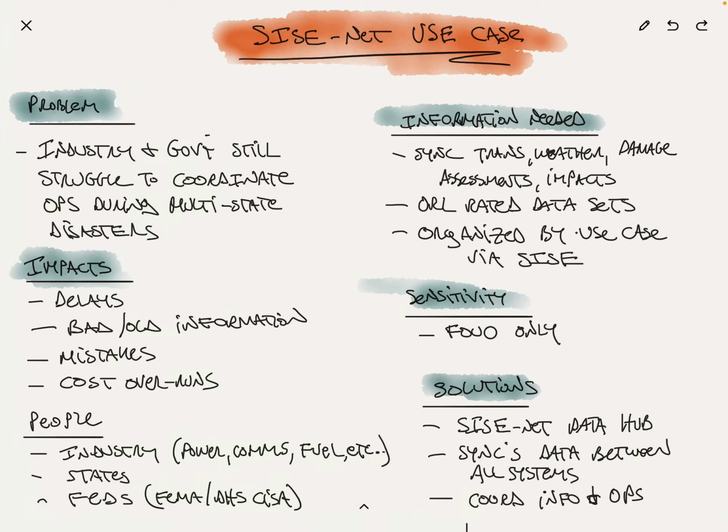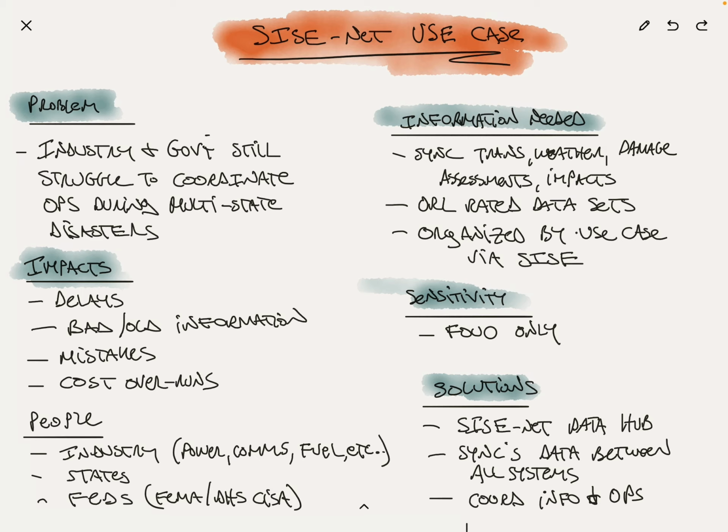In this video, we want to talk about a use case called SISE-net. So this is the use case template for that, and let me walk through that. So first up, what is the problem? The problem is industry and government still struggle during disasters to coordinate operationally. And this is impossible to do if you don't have information that's the same. In other words, you have to synchronize the information so everyone's looking at the same transportation data or damage assessment data at the same instant. Without synchronizing information, you can't synchronize operations.